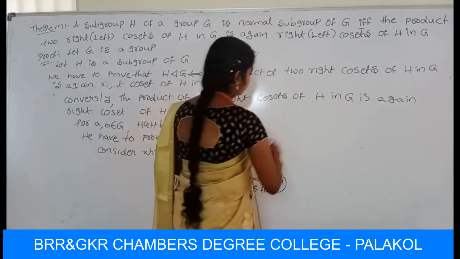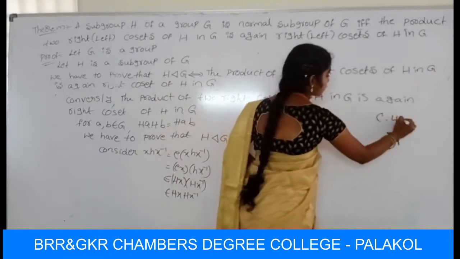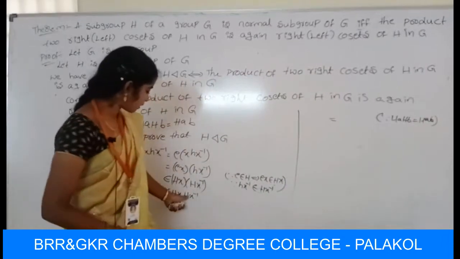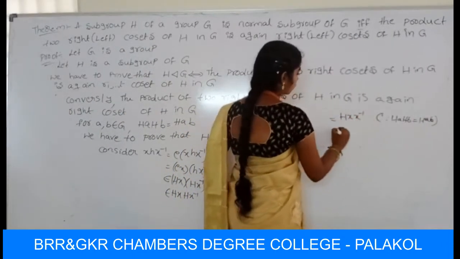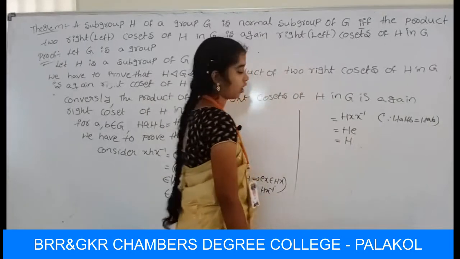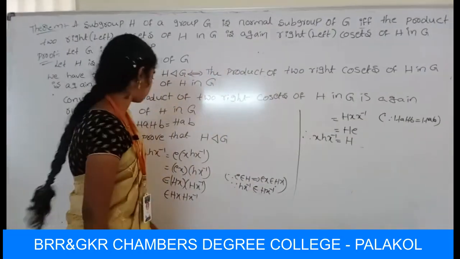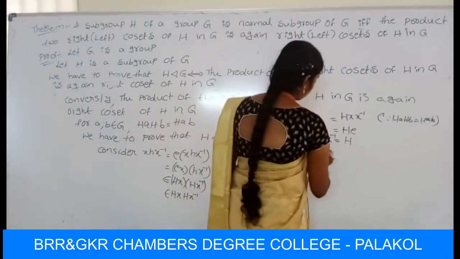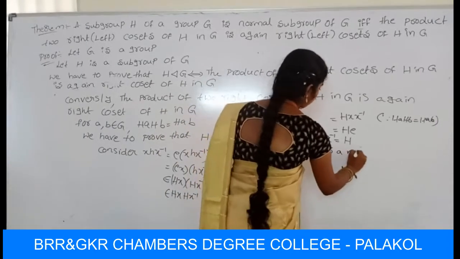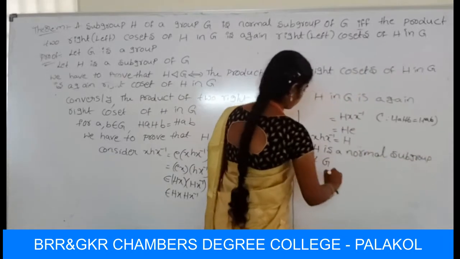So therefore, since HA HB is equal to HAB, for HX X inverse, already you know that X into X inverse value is E. So H into E is the identity element, so equal to H. So therefore XHX inverse equals H. So H is a normal subgroup of Z.